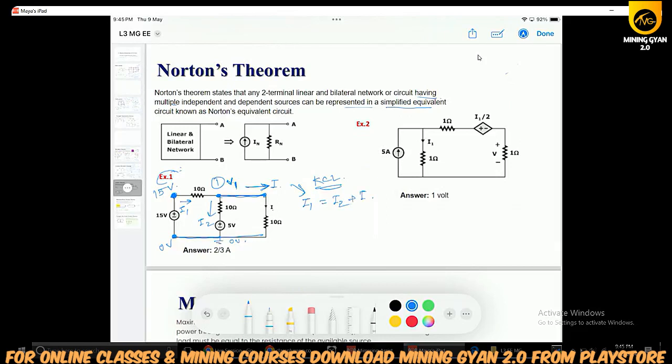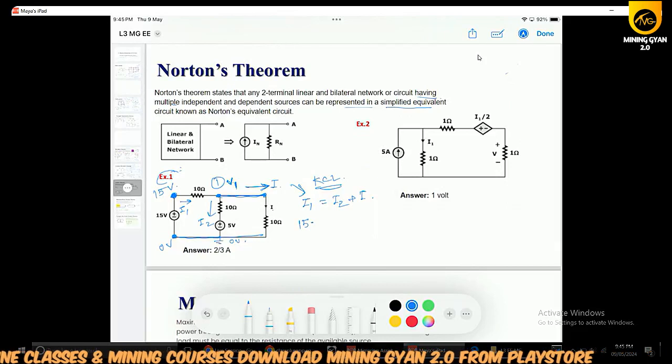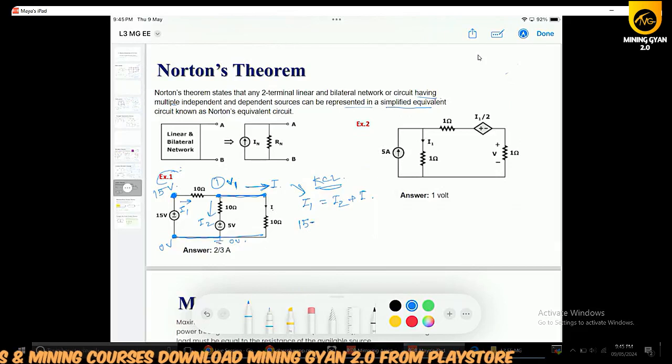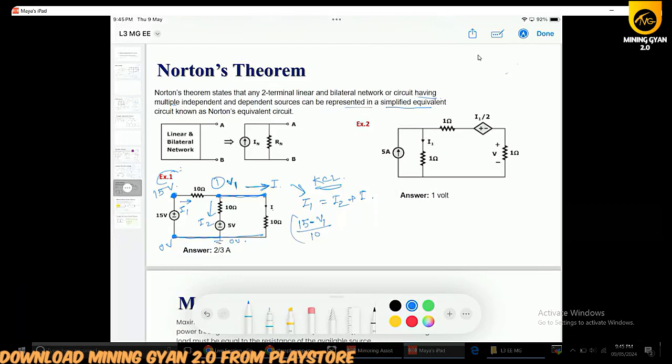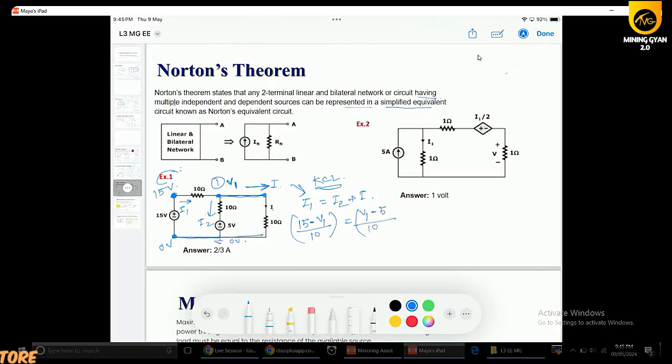Then how to write I1? I1 is flowing from this node to that node. So we have to apply our Ohm's law. (15 volts minus V1) divided by 10 equals what is I2? I2 is flowing in this direction, so (V1 minus 5 volts) divided by 10 plus (V1 minus 0) divided by 10. So this is how you can calculate your V1 value.